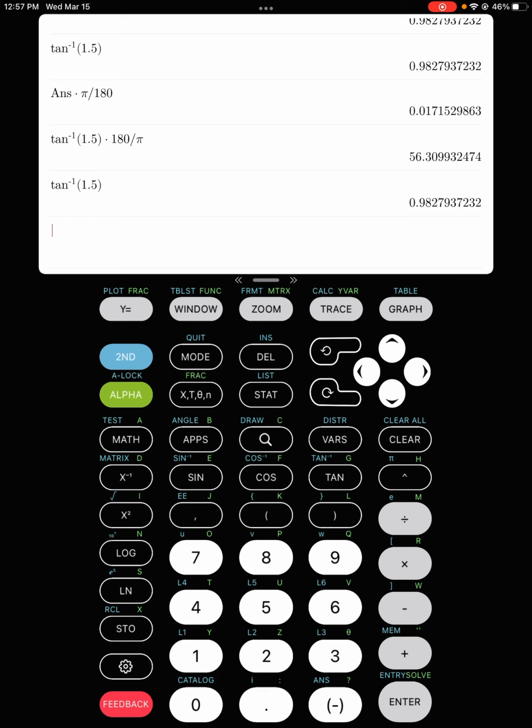That answer makes sense if it's in radians, but I want to convert it to degrees. So what I have to do to convert from radians to degrees is multiply by 180 over pi, because this way my units will cancel. I want to take my answer, multiply by 180, and divide by pi. That way the radians will cancel, and I'll be left with an answer in degrees. My answer is 56.3 degrees.